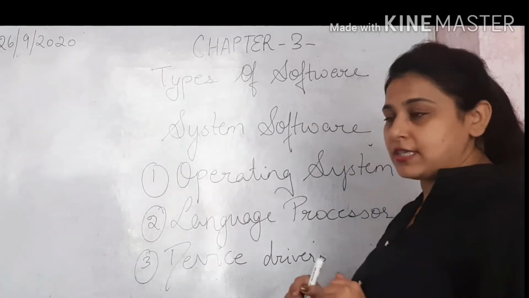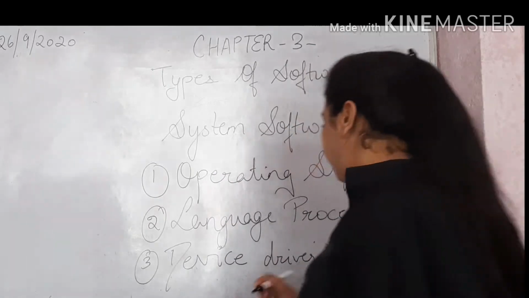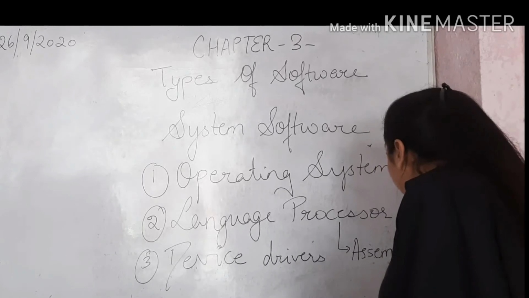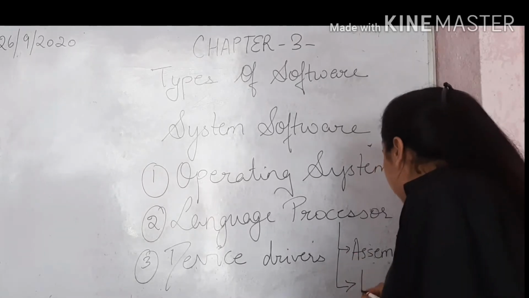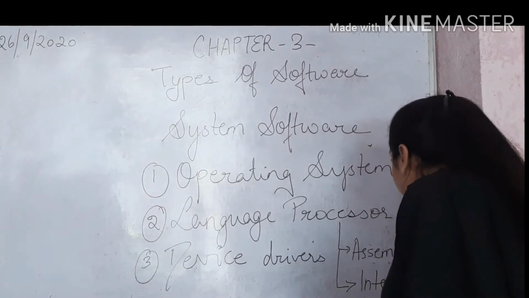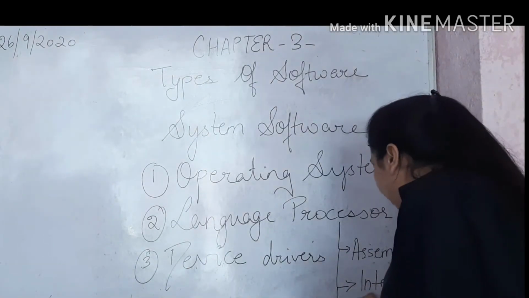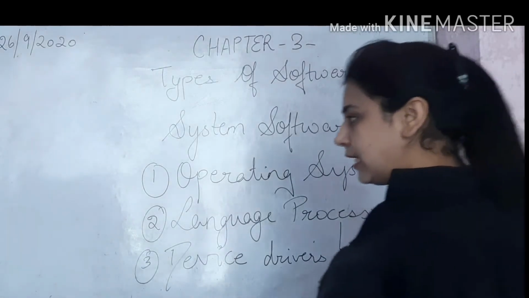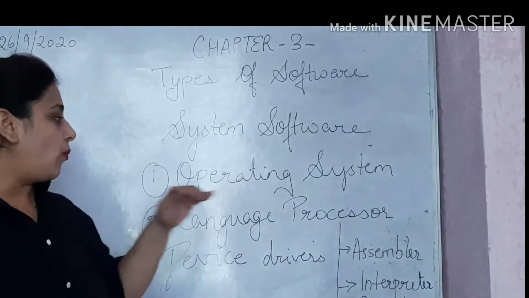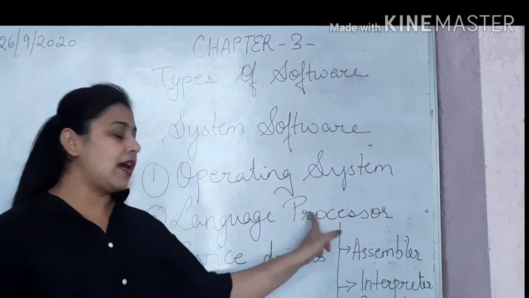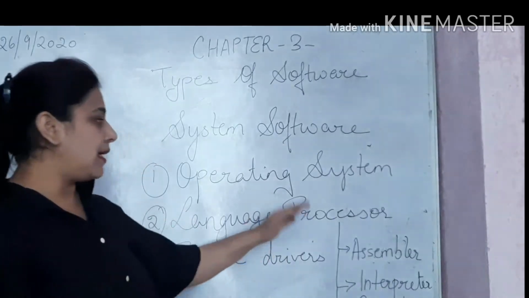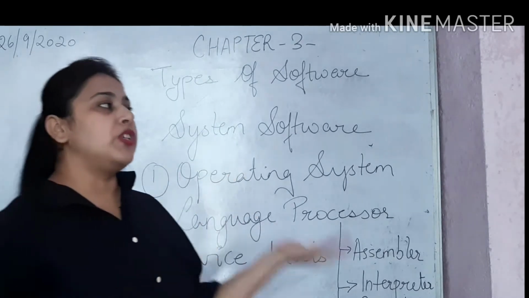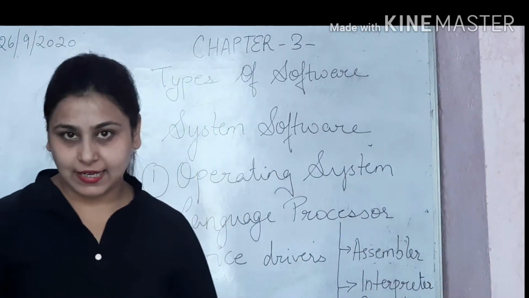So for the language processor, there are three softwares. The first one that is used is your assembler. The second one that is used is your interpreter. And the third one of a language processor is your compiler. Fine. So see that assembler, interpreter and compiler are the three softwares that help in language processing, that convert the high level language into machine language and machine language into high level language.